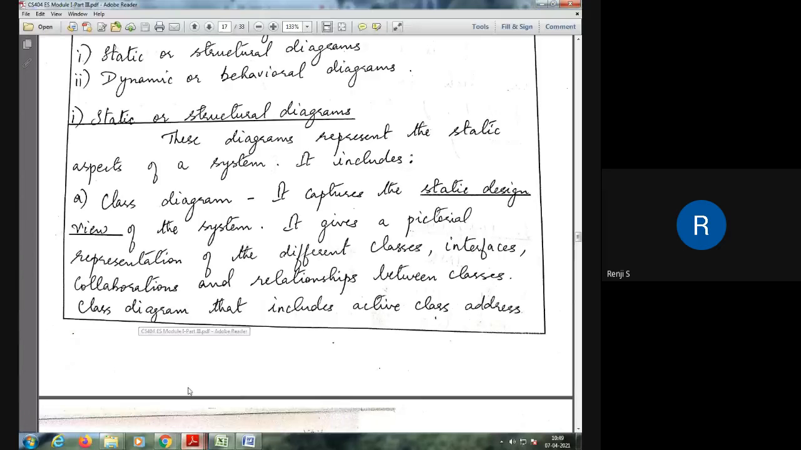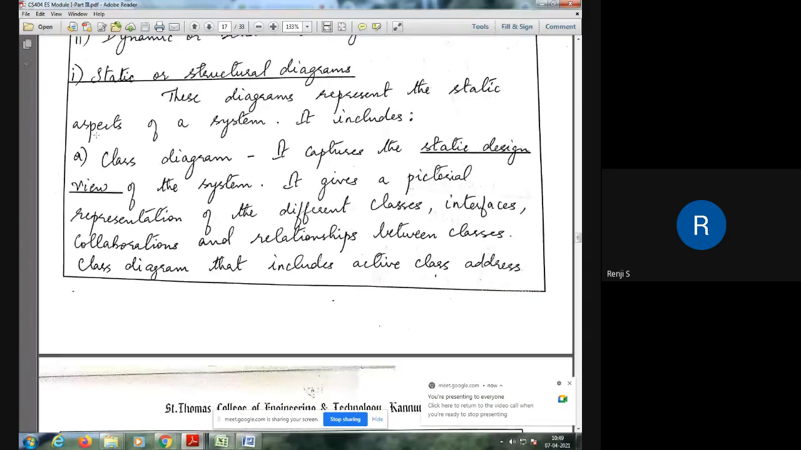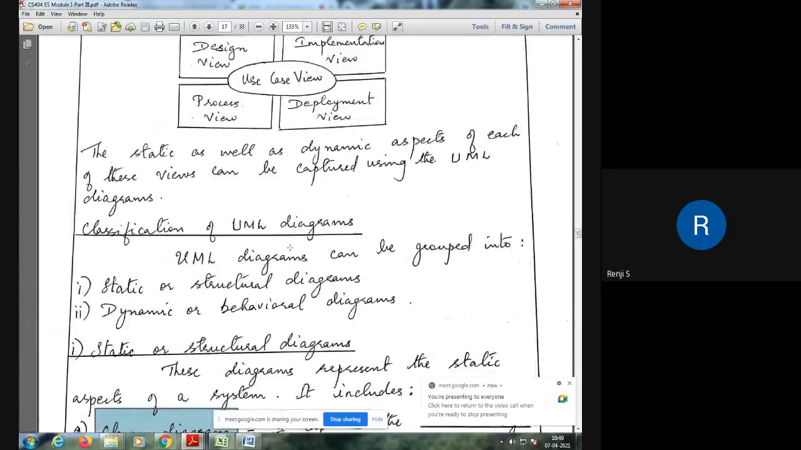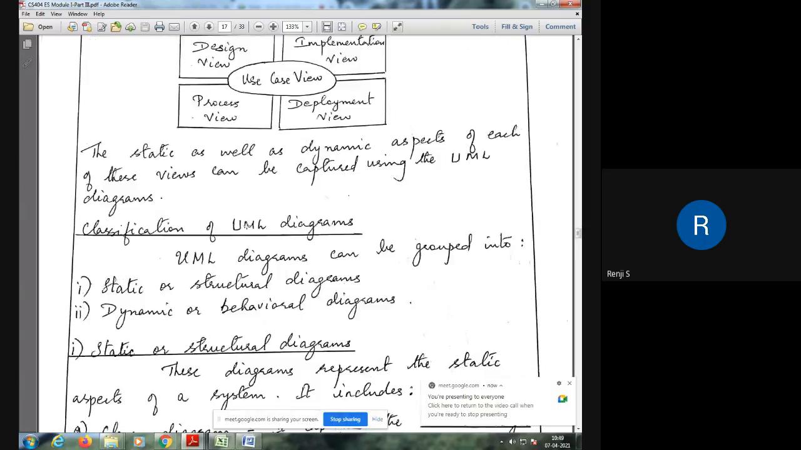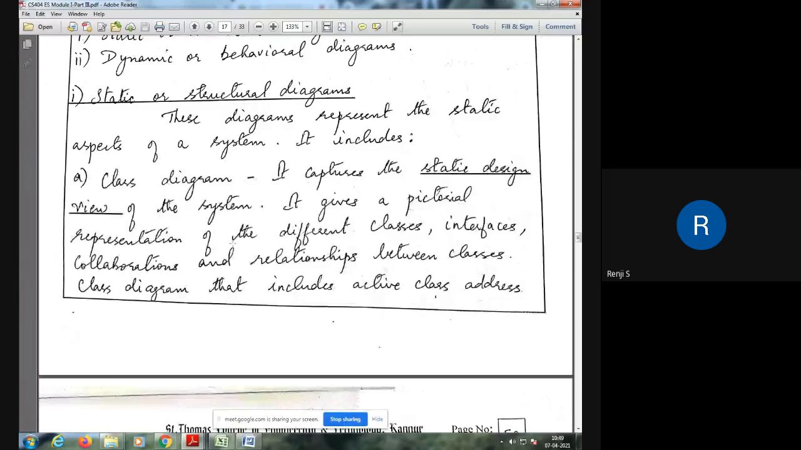So static diagrams include the class diagram. The first static diagram is the class diagram. And a class diagram captures the static design view of the system. So you have the different views of the system. There is the design view, and for the design view, we have the static as well as dynamic aspects. So the static aspects of the design view are captured by the class diagram. And it gives a pictorial representation of the classes, interfaces, collaborations, and relationships.